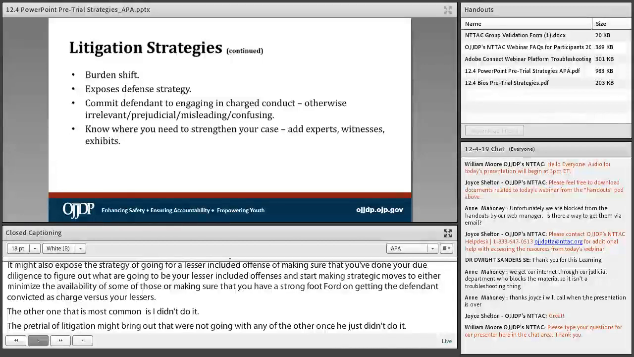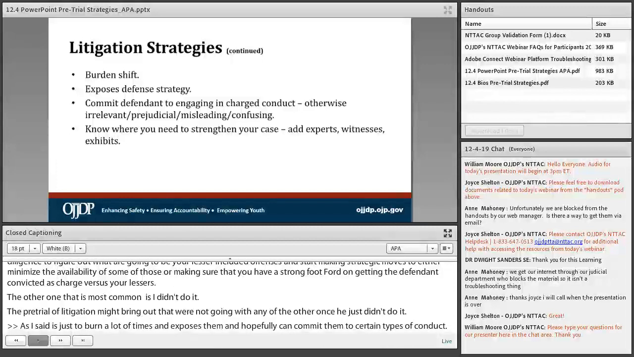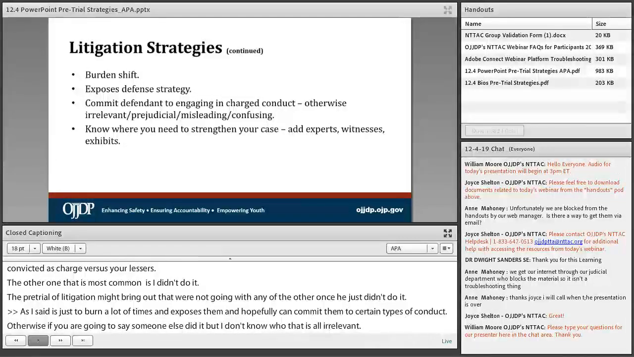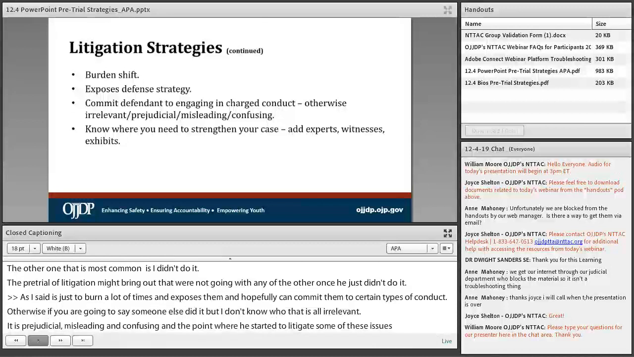Otherwise, if they're going to say someone else did it but I don't know who, well, that's all irrelevant, it's prejudicial, it's misleading and confusing. And at the point where you start to litigate some of these issues, you're seeing some of the weaknesses or areas in your case where you can strengthen it and start to identify your expert witnesses or other records or exhibits that you might need to bring forward. And that all needs to be done early and in advance.